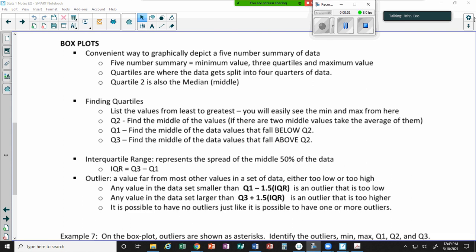Today, the second part of the Stats 1 notes is going to be talking about what are called box plots, or box and whisker plots. Now, they're a convenient way to graphically depict a 5-number summary of data. The 5 numbers include a minimum, 3 quartiles, so you have the first quartile, second quartile, third quartile, and then the maximum value.